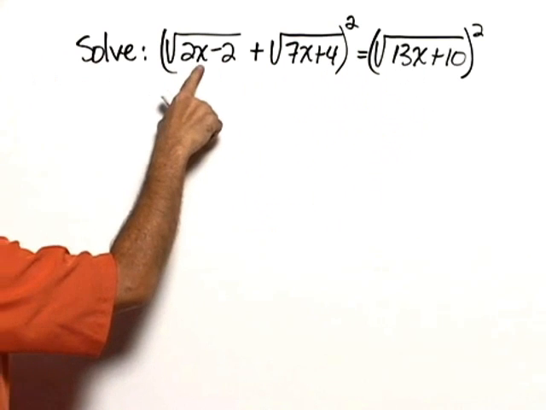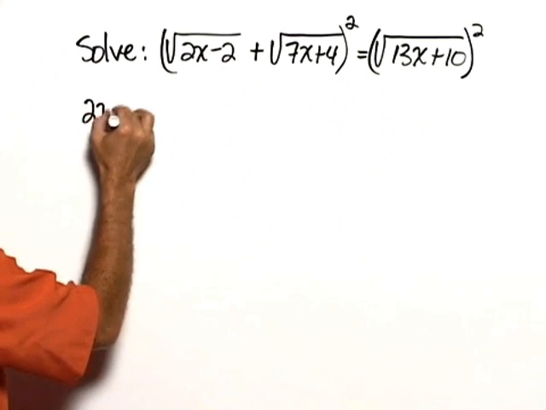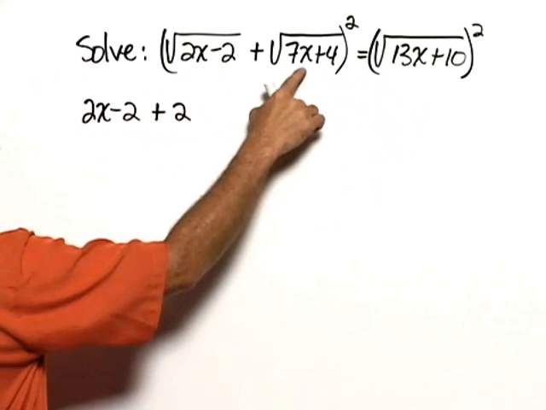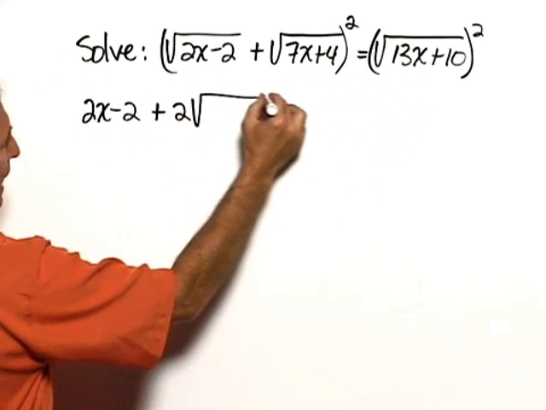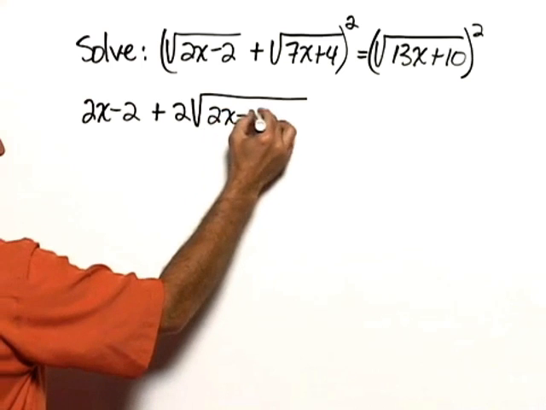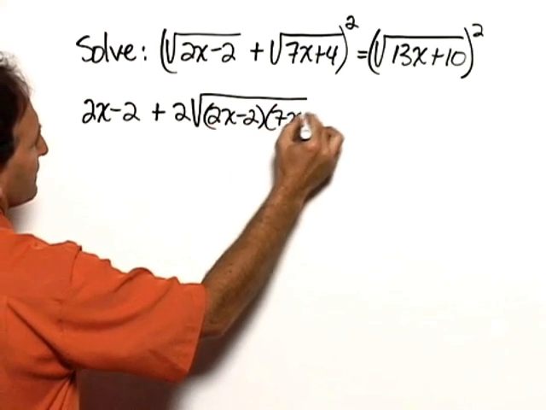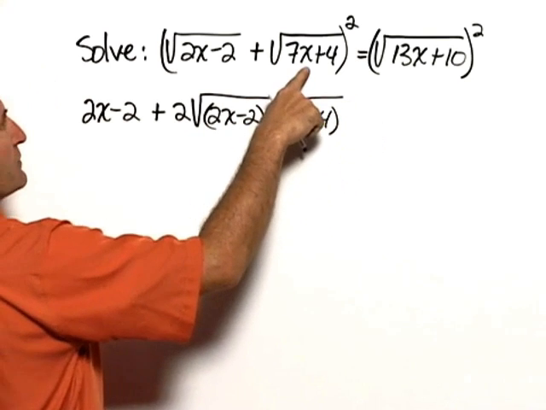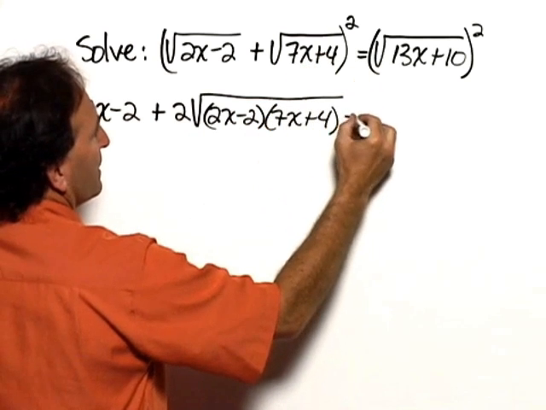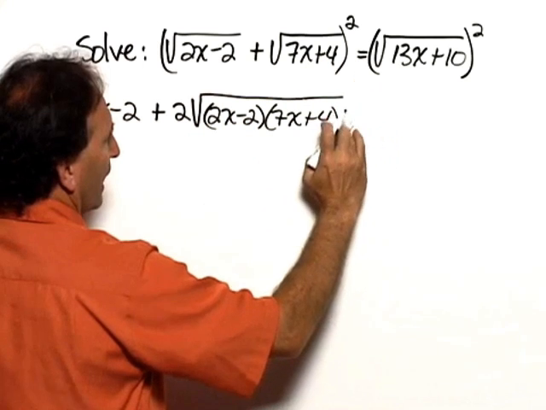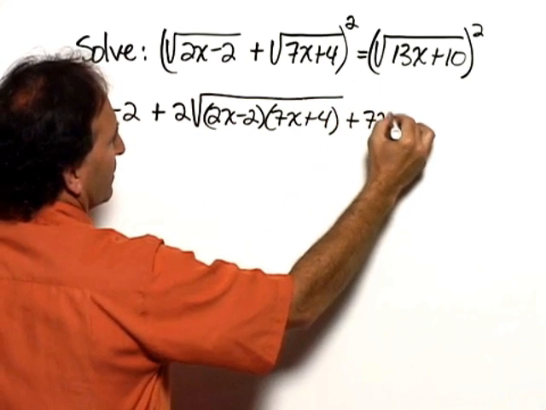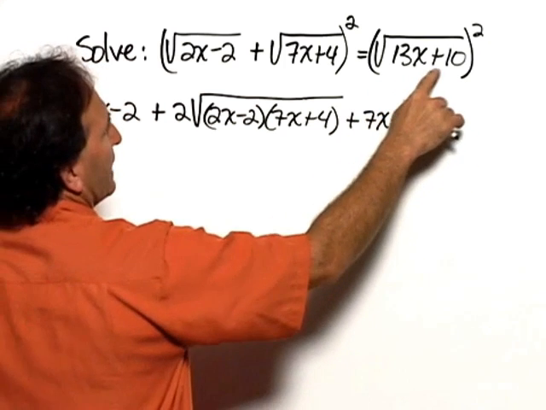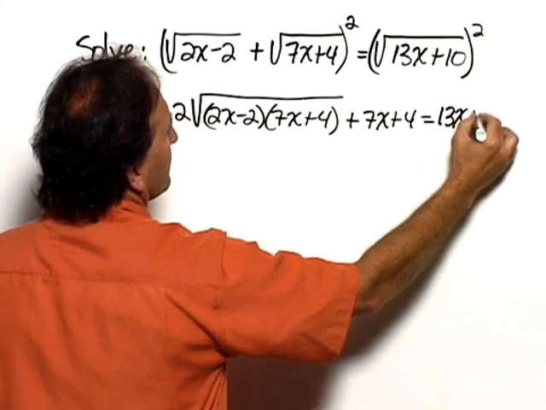The square root of 2x minus 2 squared is 2x minus 2. Then we would have plus twice the product of these two radicals, which we can put underneath the same radical. So 2x minus 2 times 7x plus 4. Then we would have the square root of 7x plus 4 squared. So that's going to be, not equal to, that's going to be plus 7x plus 4. And then that's equal to the square root of 13x plus 10 squared, which is just 13x plus 10.